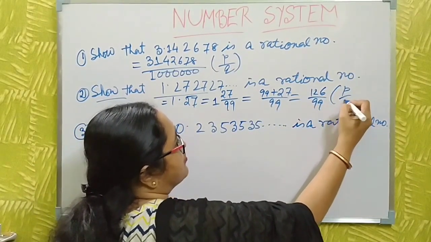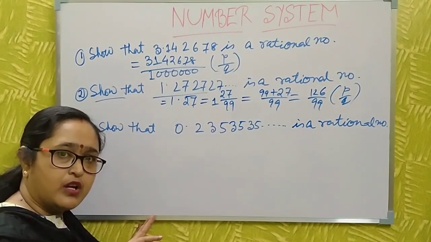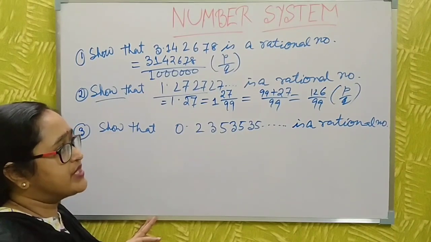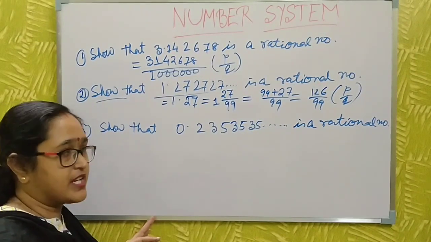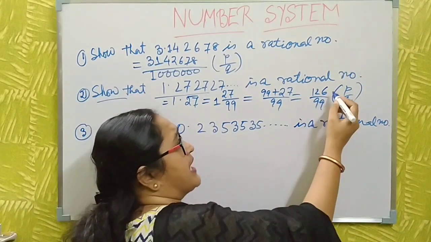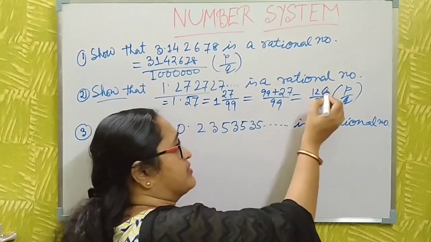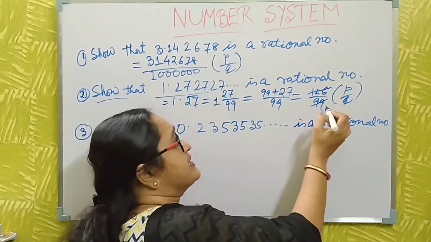Okay, this also will be P by Q. Now this will also be a rational number. And you cancel this number also. It is also P by Q, but you cancel here too.